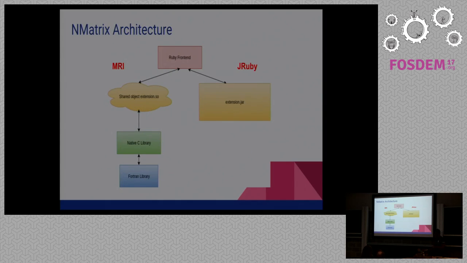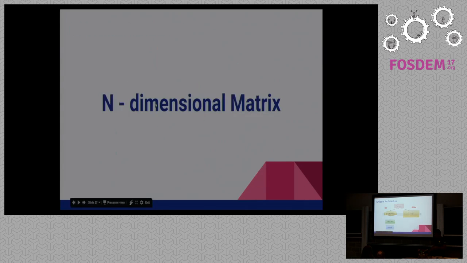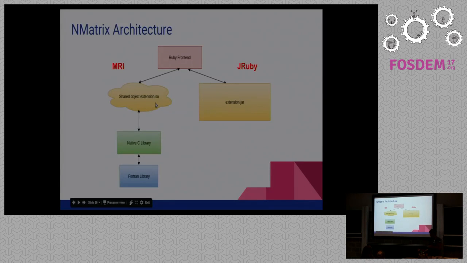Next is NMatrix architecture. Basically, we have a Ruby front-end here. Then for MRI, we have a shared object extension.so, which is built using C and C++. Now this integrates with the NMatrix native C libraries, which are CBLAS or CLAPACK. And these C libraries are bridged, connected to the Fortran libraries, that's BLAS and LAPACK. So basically, you have three layers, and the Fortran library is what makes your computation go fast. For JRuby, we have just extension .jar. It's built on top of Apache Commons Math.